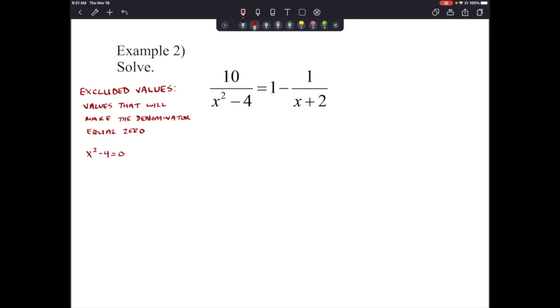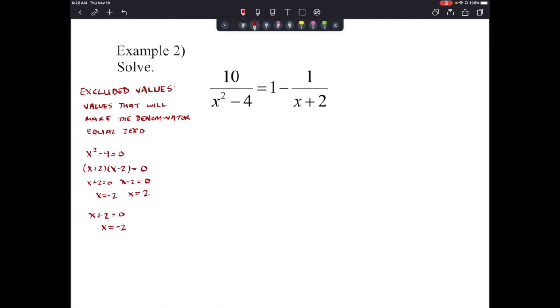So that first one we set equal to 0, it factors into x plus 2 and x minus 2. So when we solve those, we get x equals negative 2 and x equals positive 2. And the second one there was just x plus 2. So that one is also going to be x equals negative 2.